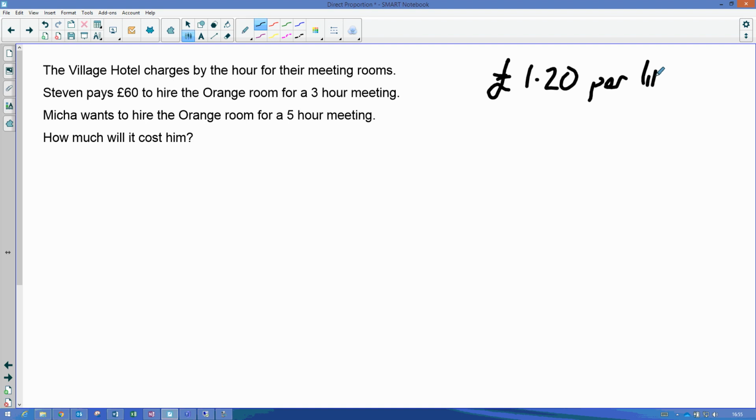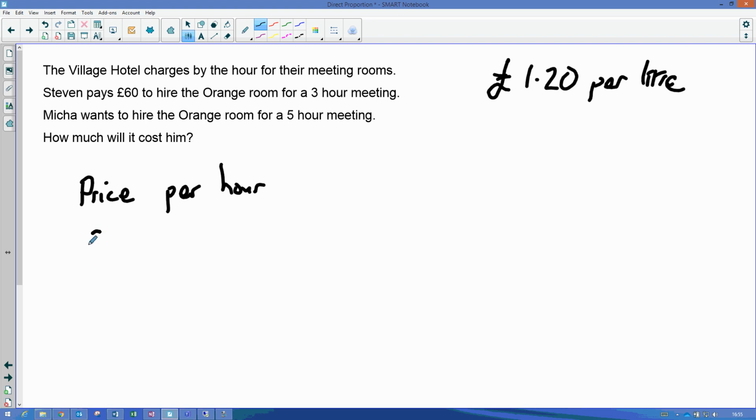And that's the sort of thing we want when we're doing a question like this. What we want is to know the price that the village hotel charges per hour, because then it's easy to work out how much we've got to pay for a 5-hour meeting. Unfortunately, we don't know that. We only know how much Stephen paid. Luckily, it's pretty easy to work it out.